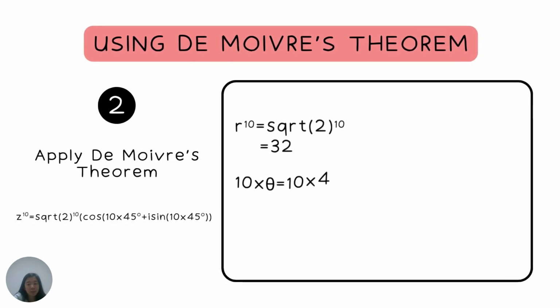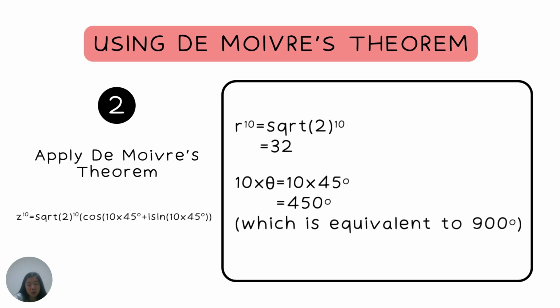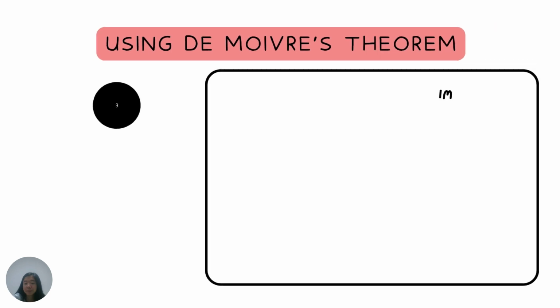And now we apply de Moivre's magic. We take that square root of 2 and raise it to the 10th power, which gives us 32. Then we take our 45-degree angle and simply multiply it by the exponent 10. That gives us 450 degrees.